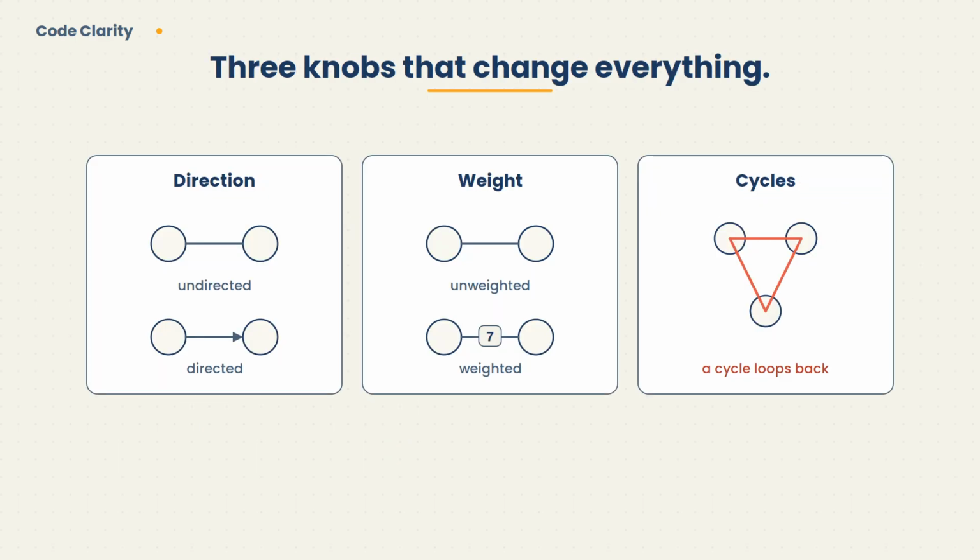Graphs come in flavors, set by three choices. First, direction. In an undirected graph, an edge goes both ways, like a mutual friendship. In a directed graph, it has an arrow: you follow someone who doesn't follow you back. Second, weight. An unweighted edge just says connected, while a weighted edge carries a number, a distance, a cost, a travel time. Third, cycles, a path that loops back on itself. Cycles are exactly why we can't blindly wander a graph. We'd loop forever. Pick the three knobs to match your problem.